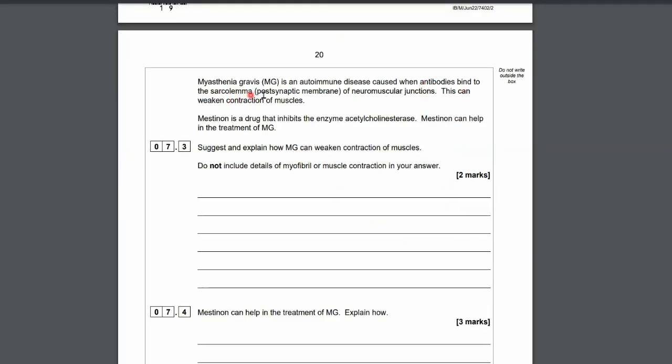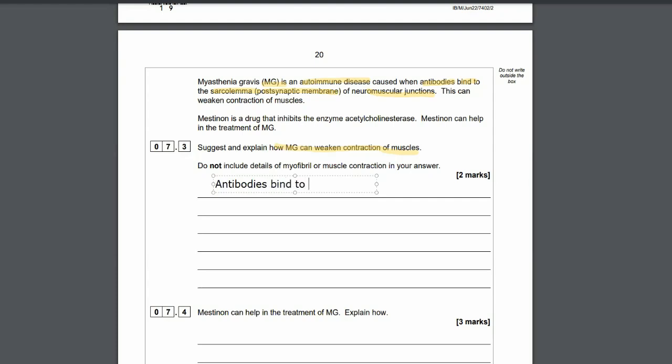Okay, 7.3. What is that? Myasthenia gravis, MG, let's just call it, is an autoimmune disease caused when antibodies bind to the sarcolemma, the postsynaptic membrane of the neuromuscular junction. This can weaken contraction of muscles. So this autoimmune disease weakens the contraction of muscles by its antibodies binding to the sarcolemma, which is the postsynaptic membrane at the neuromuscular junction.